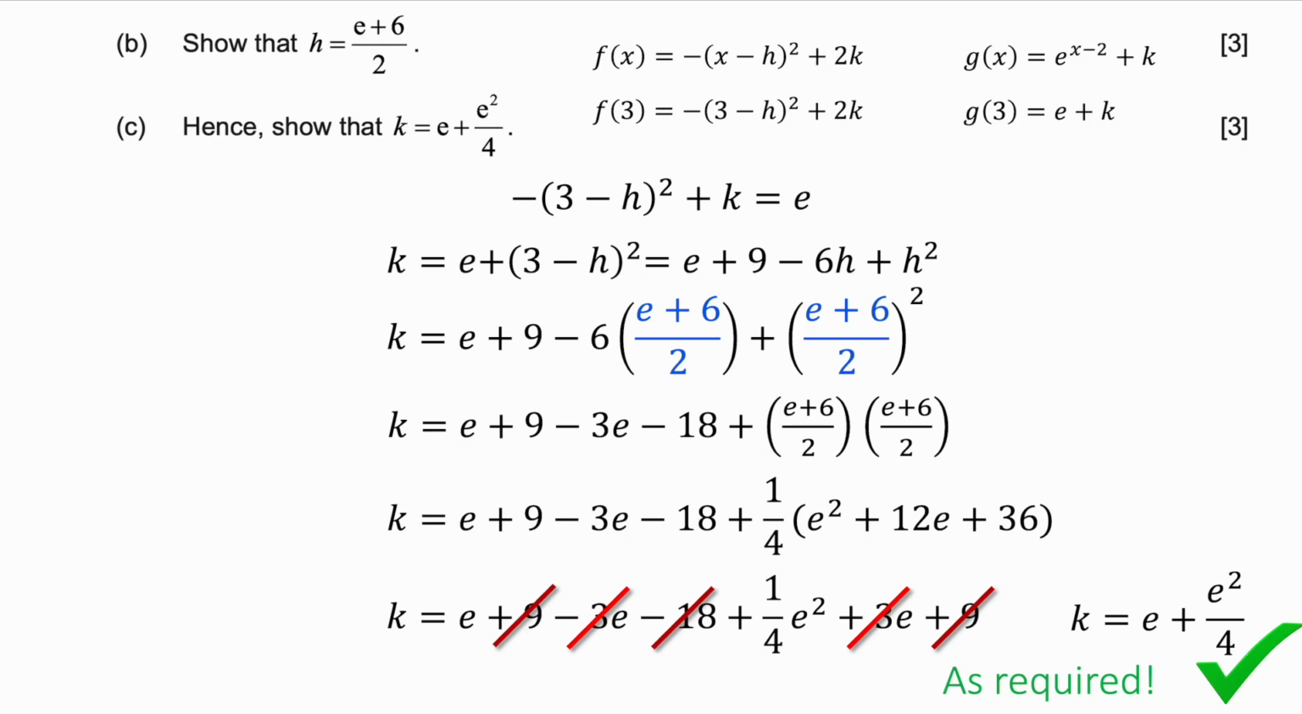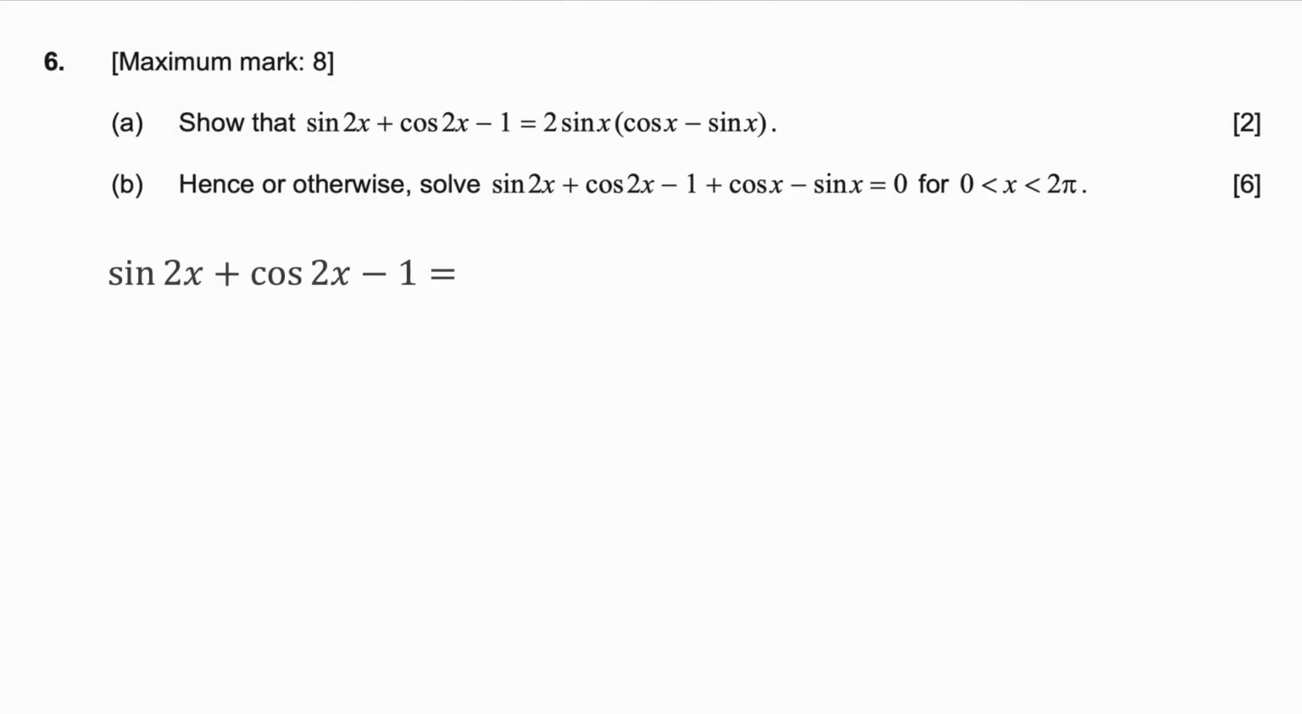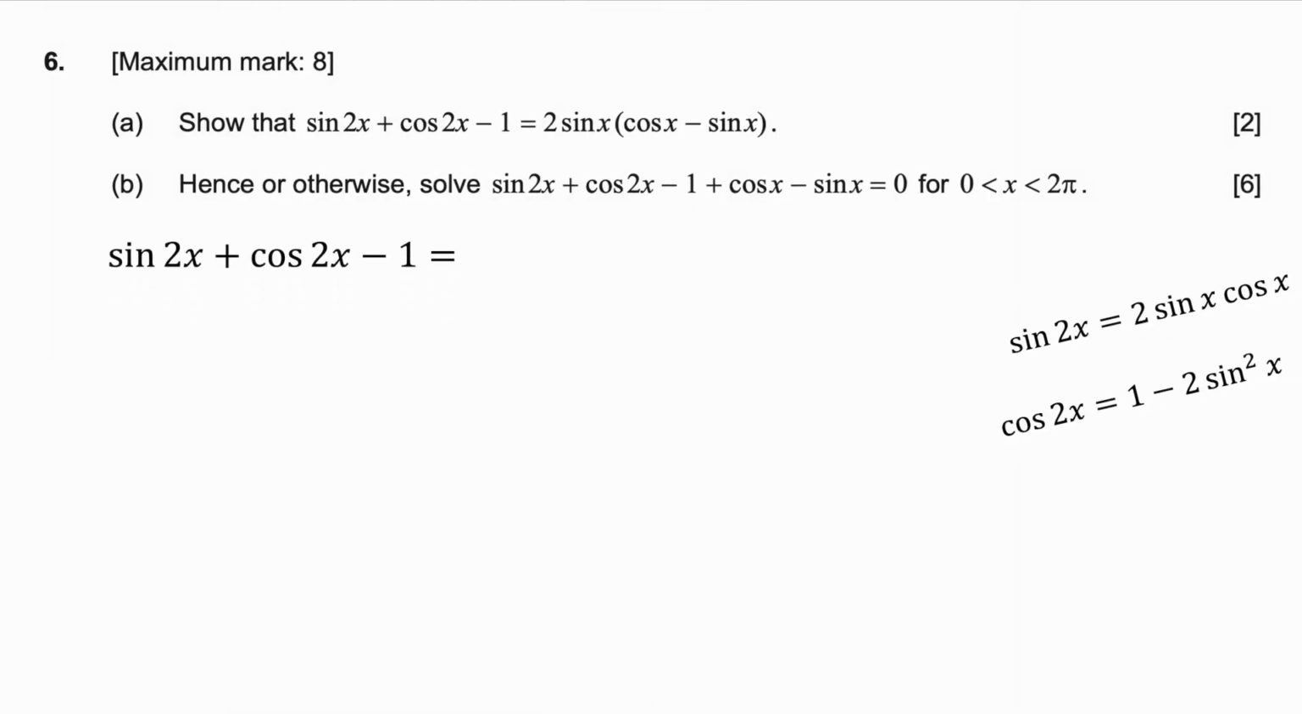Okay, let's move on. Question 6. Here we're going to show that sine 2x plus cos 2x minus 1 is equal to 2 sine of x times cos of x minus sine of x.